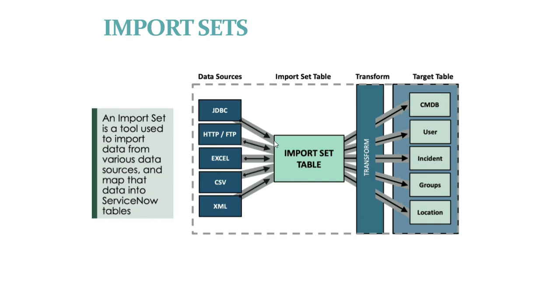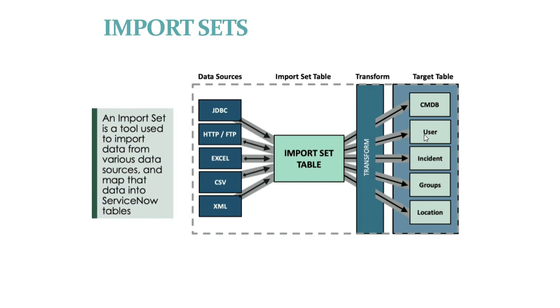Using these data sources in import set, using the import set table, we transform that data and move it to the target table using transform map. So we can map the data. Suppose we can map user data, location data, groups data, CMDB data. So how can we do the transformation of data from data source to import set table, and then to target table?